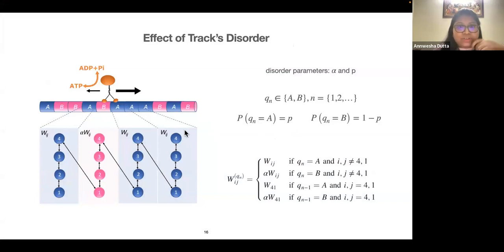We were talking about the disorder in a track. So we can introduce disorder into the track through the rates, by having a different set of rates for a different kind of monomer on the track. And we could have the distribution of these monomers on the track. We can have that also as a disorder parameter.